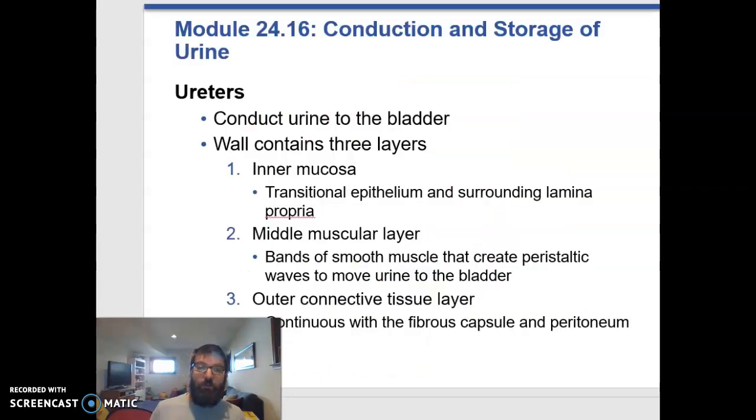Like most hollow tubes and organs, the inner layer is epithelial, right? It's a mucosa. In this case, we have transitional epithelium, which, if you remember from Bio 151, is able to stretch out, right? It's a special property of it. The middle layer is smooth muscle. In this case, that's the detrusor, once we get into our bladder, but you also have one in your ureter. And then the outer layer is just connective tissue that is continuous with the peritoneum.